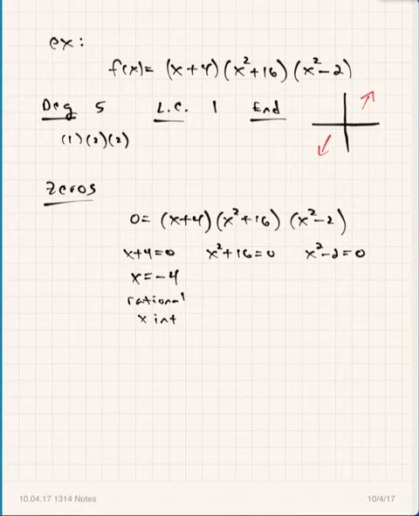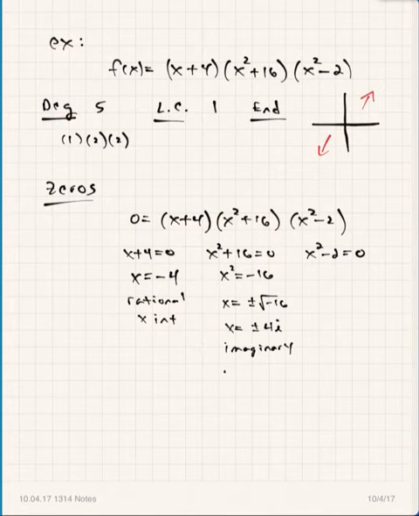Now, x squared plus 16 equals 0. To solve that, use the square root method. So subtract 16, and then take the square root of both sides of the equation. But notice you get the square root of -16. You get imaginary solutions. And so these are imaginary zeros. And so no x-intercept in this case.